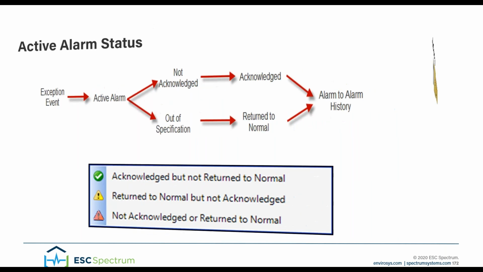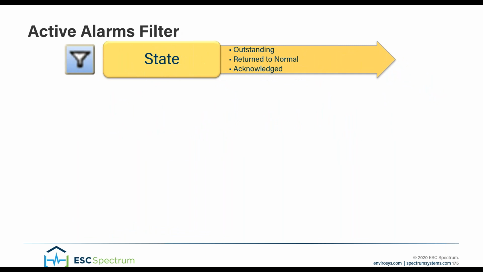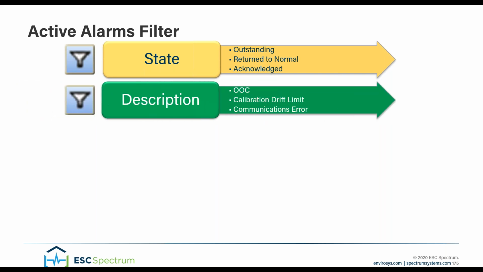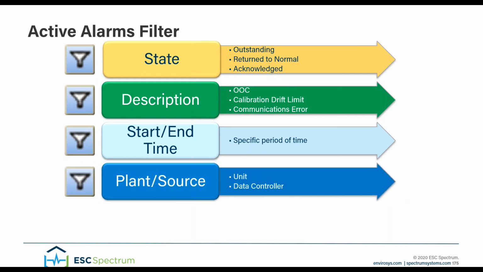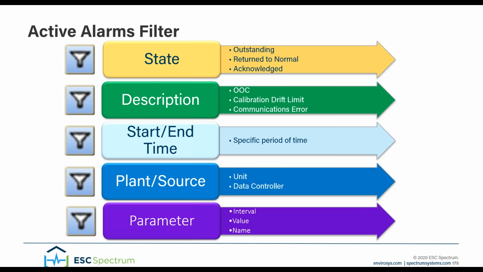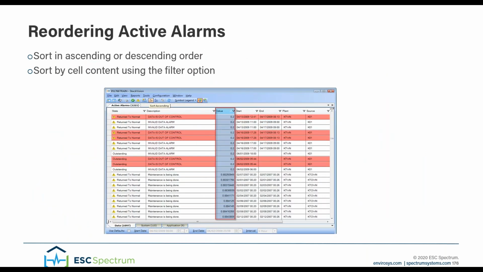Now, all of your alarms can be filtered on several different pieces: the state of the alarm, the description of the alarm, the dates and times that it started or ended, what plant or source this alarm is associated with, or the parameter that it's associated with. When we look at our alarm panel, we can see where we can filter those out. We can also sort these. We can also apply colors to our alarms.